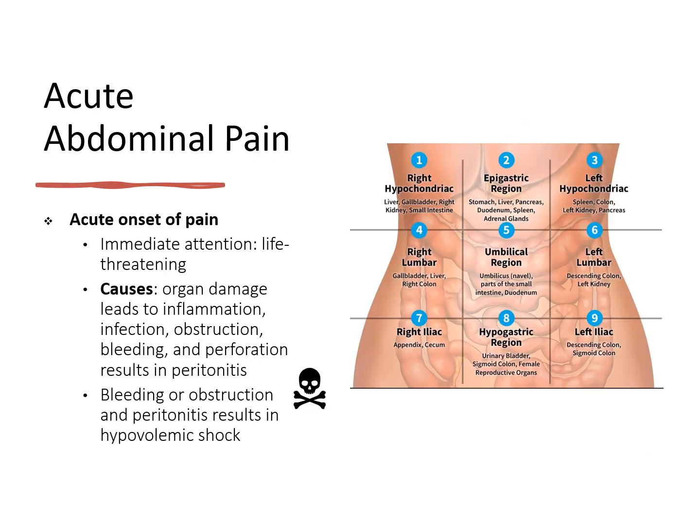All right, so our first lower GI problem, acute abdominal pain. So you can see in this picture, it kind of gives you an idea of what is in each section of the abdomen. And we're talking about acute, sudden onset of pain. So if one moment you're fine, the next moment you're not fine. So we take this seriously because it can often be something major. It can be bleeding, obstruction, peritonitis, and all of those things can lead to death.